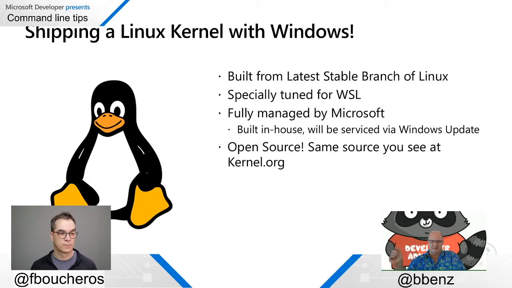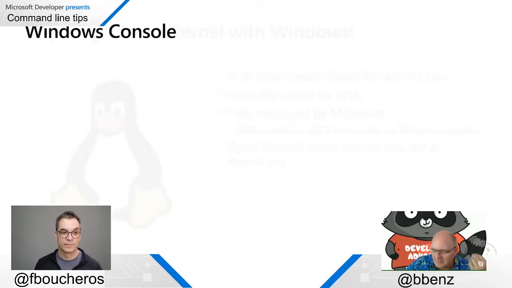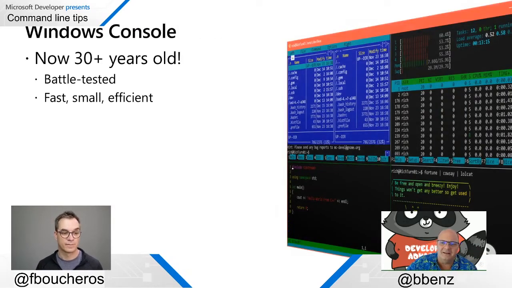So a little bit about WSL, a bit of trivia. Windows Subsystem for Linux. Why is it called Windows Subsystem for Linux? That's because the command line is actually called Windows Subsystem. It's the Windows console that everyone's familiar with. But behind the scenes, I guess the original developers called it Windows Subsystem. And then that's why the Linux version of that is called Windows Subsystem for Linux. The Windows console, the Windows Subsystem, is 30 years old. It's battle tested. It's fast. It's small. It's very efficient.